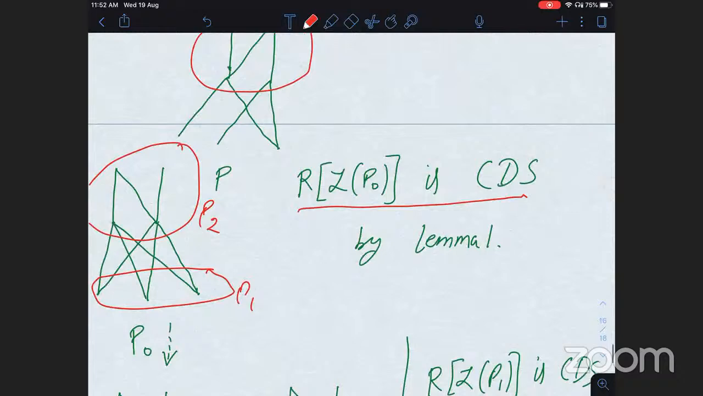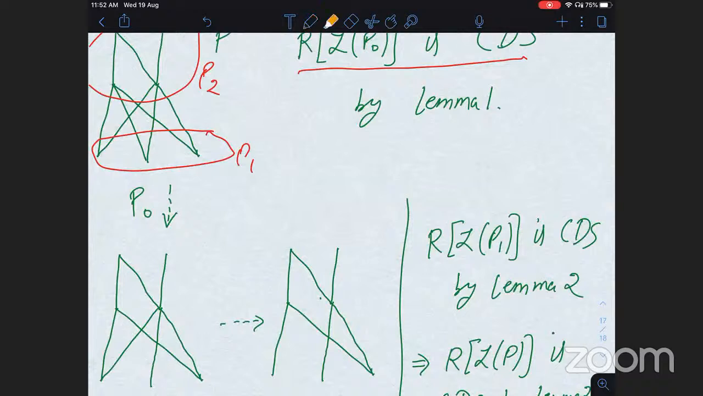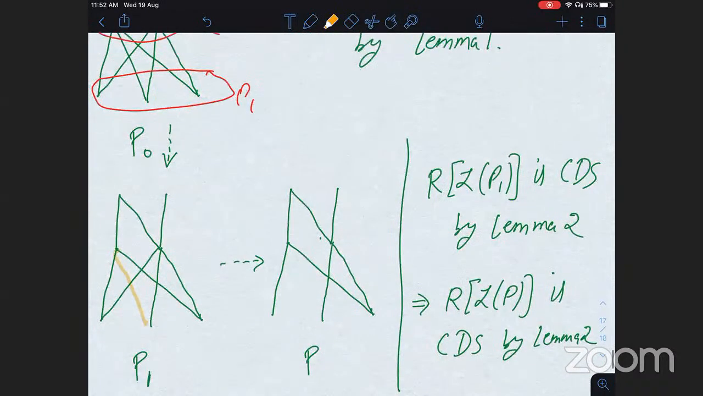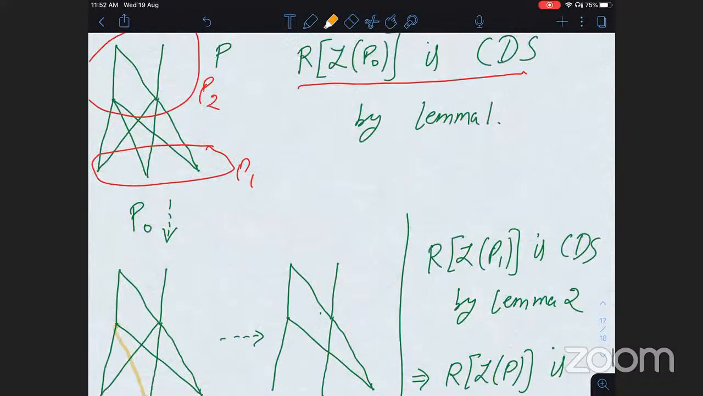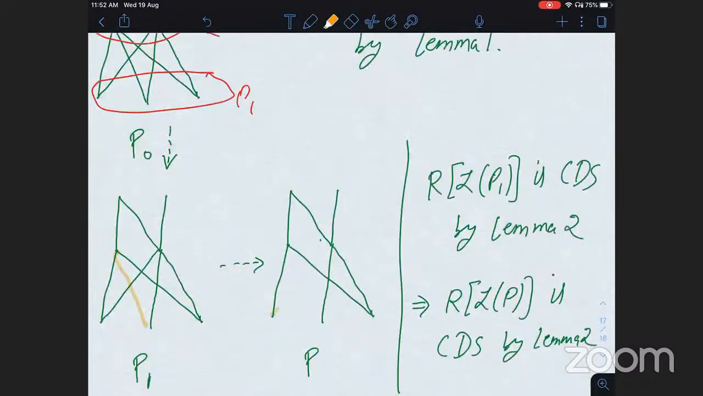Okay, so now I'll use lemma 2. I have removed this particular edge from P0. So by lemma 2 we know that R[P1] is Charney-Davis-Stanley, because R[P0] is Charney-Davis-Stanley, right? And in the next step I have removed this particular edge, and this is actually the poset P. So then by lemma 2, R[P] is Charney-Davis-Stanley.